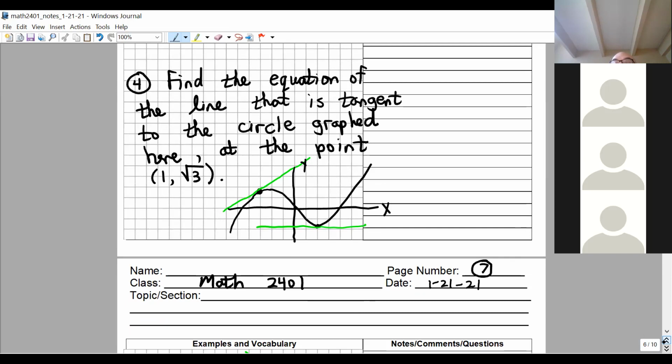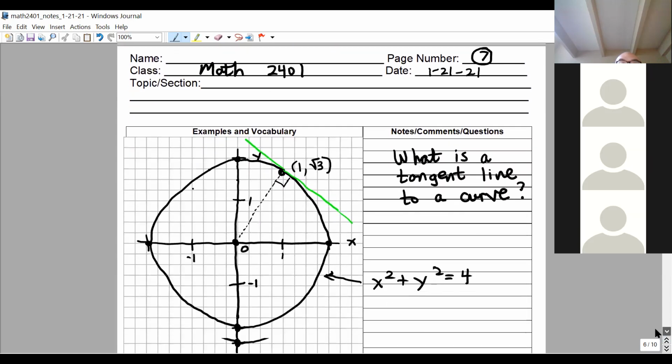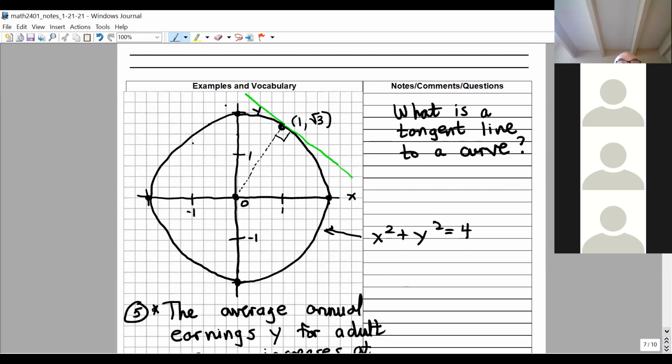All right. So what this problem says is find the equation of the line that is tangent to the circle graphed here. I'm not showing you the circle, but I'll scroll down in a second. Find the equation for the line that is tangent to the circle that's graphed here at this particular point. So let me scroll down and show you the picture. So there's a circle, not a terrible drawing of a circle by me there, okay? But imagine that's a nice, perfect circle there.